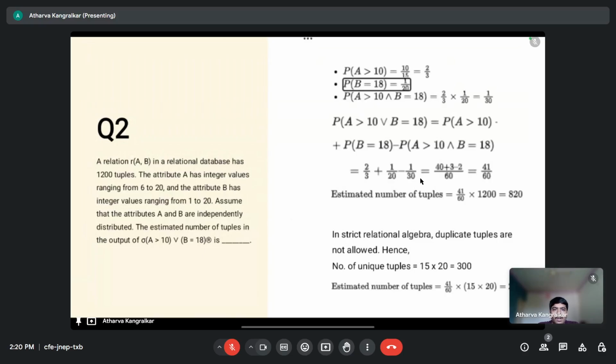For A greater than 10, it will be 10 by 15, that is 2 by 3. For B equals 18, it will be 1 by 20. For A greater than 10 intersection B equals 18, it will be 2 by 3 into 1 by 20, that is 1 by 30. So for A greater than 10 union B equals 18, it is given by the above terms, and it will be 41 by 60. So the estimated number of tuples will be 41 by 60 into 1200, that is 820, which is the answer.